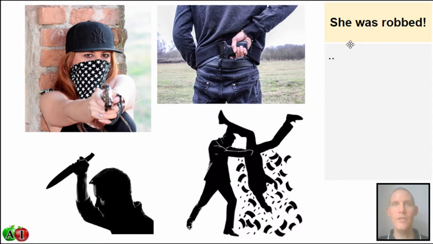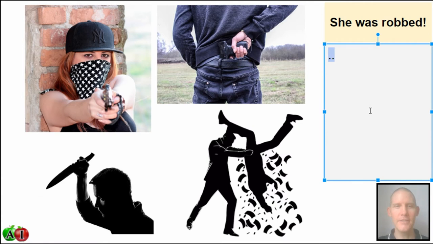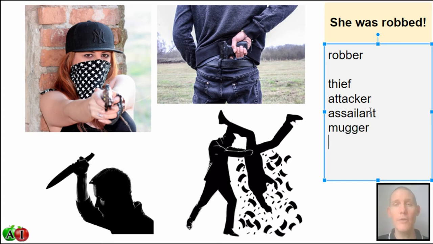All right, so she was robbed. The person who's doing the robbing, who's taking the stuff, is called a robber, right? The verb is to rob, and when we put it into a noun, the person, it's a robber, right? So the sentence is she was robbed. So a robber took her things. Here are some other ways to say robber. You could say thief. You could say attacker. You say assailant and mugger. There may be other ways, but these are a few.